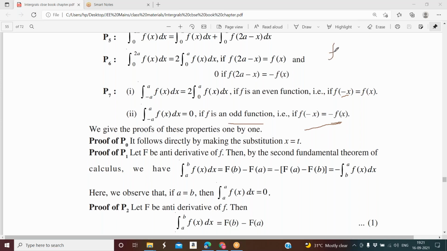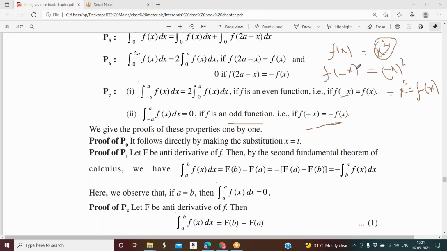For example, f of x equals x square. This is my given function. Now I am going to replace x by minus x. Wherever you have x, replace it by minus x. So what you will get? Minus x the whole square, which is again x square only. So now I am getting the original function again. This is nothing but f of x. So what I have got here? F of minus x equals f of x. Therefore, x square is an even function of x.